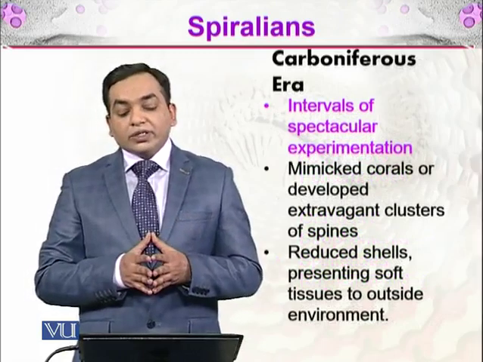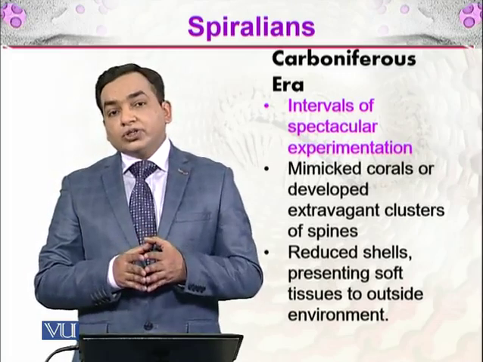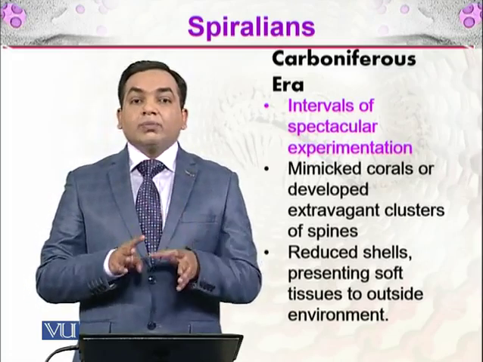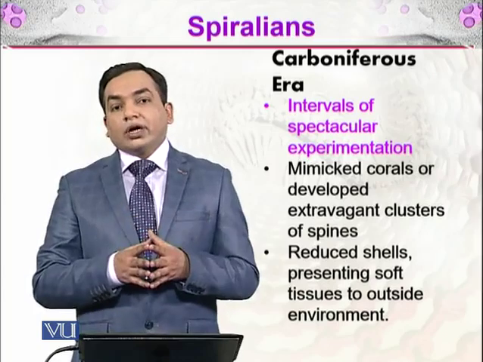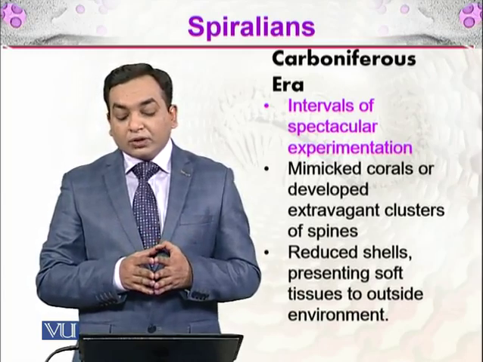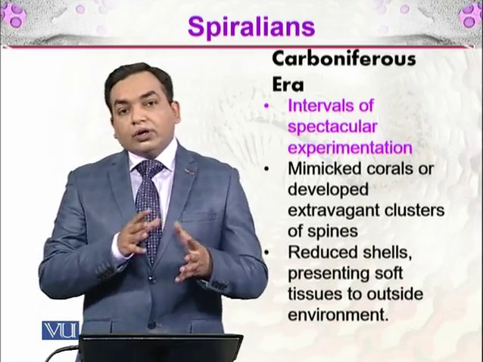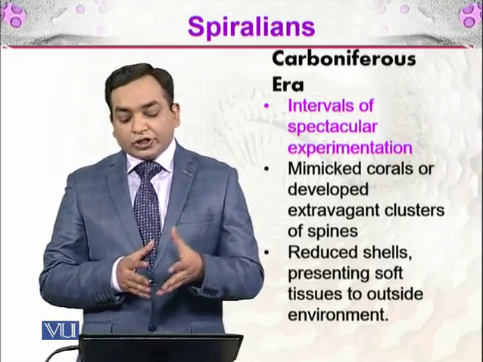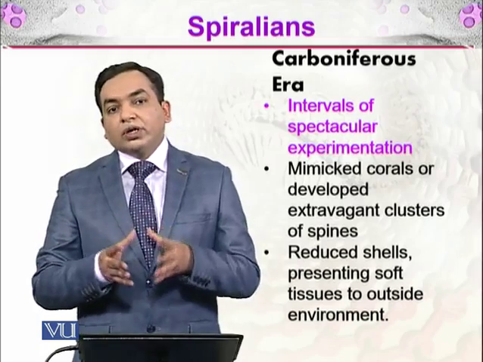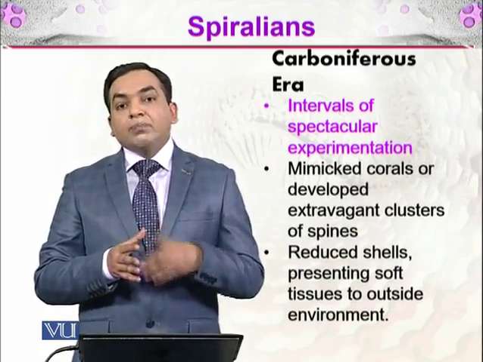And then comes the Carboniferous era. In the Carboniferous era, there were intervals of spectacular experimentation. What does experimentation mean? Experimentation means that an organism is able to develop different things to survive in the environment. In the Carboniferous era, these were organisms which were able to mimic corals and develop extravagant clusters of spines. Either they were mimicking, or they reduced their shells and presented the soft tissue to the outside environment. In this way, they were experimenting with their bodies, evolving in different ways to survive better in the environment.